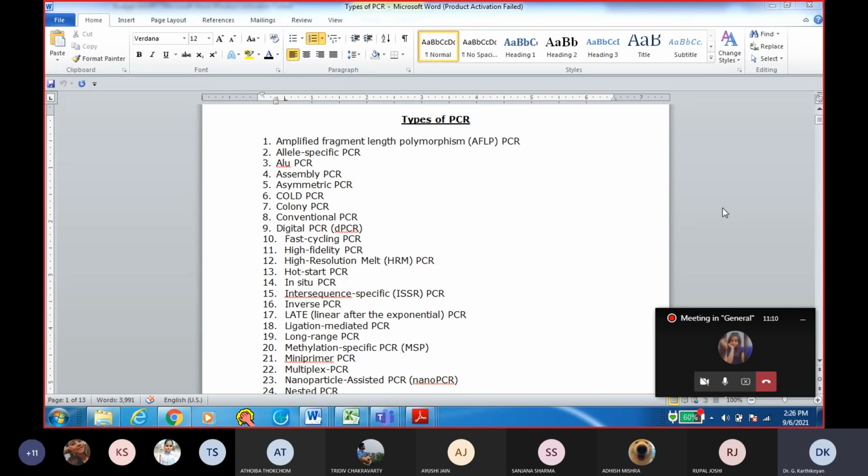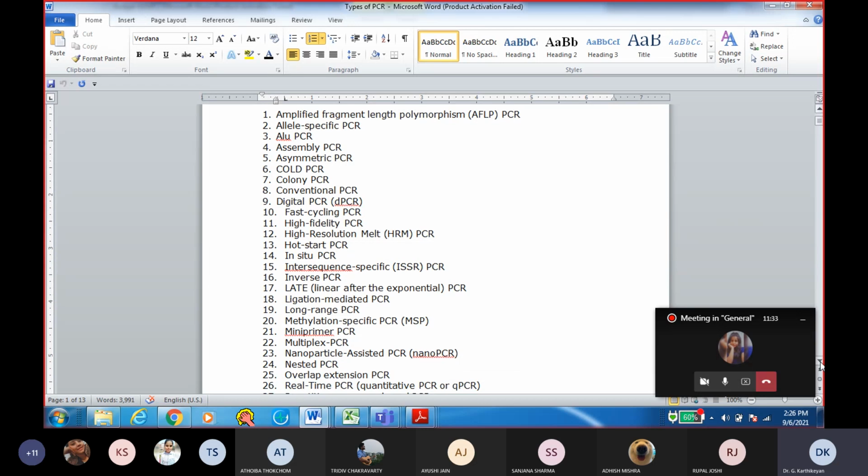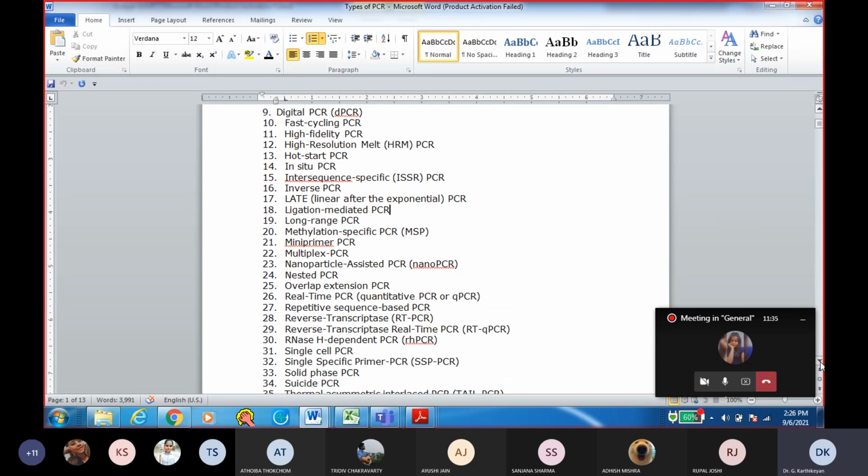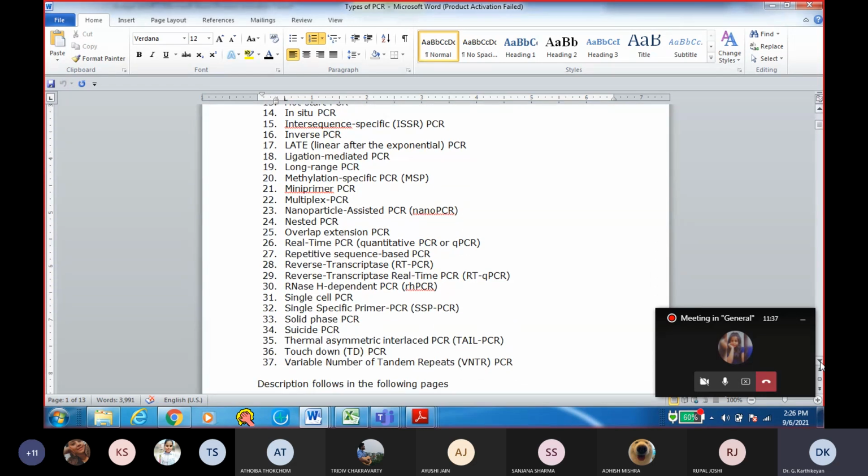Then you have colony PCRs. You can have recombinant colonies, and suppose you want to figure out which of them has your gene of interest. You can very quickly screen literally thousands of colonies at one stretch. Then you have conventional PCR, digital PCR. You have all kinds of PCRs. You can actually see that the list is, okay, there we go. Look at that. That is 37 and counting.